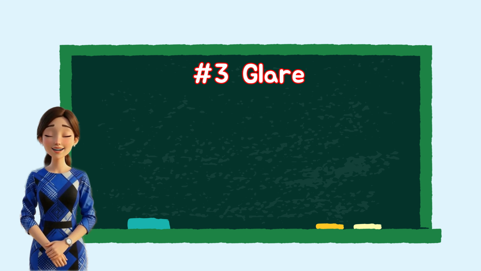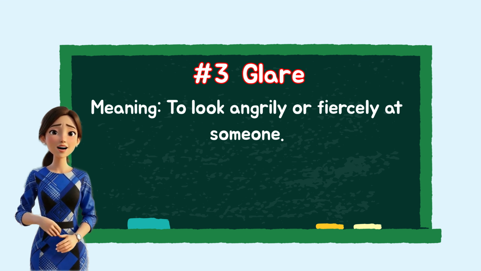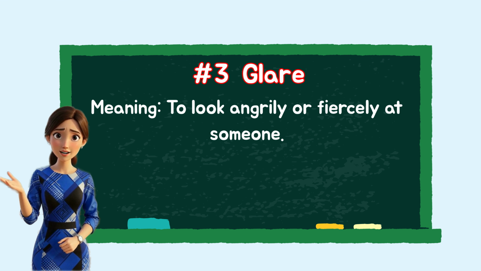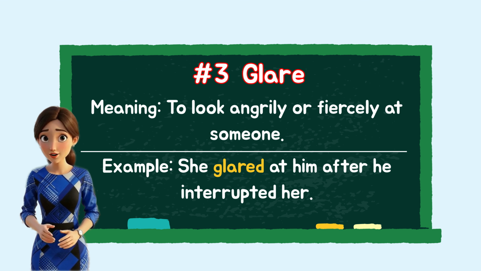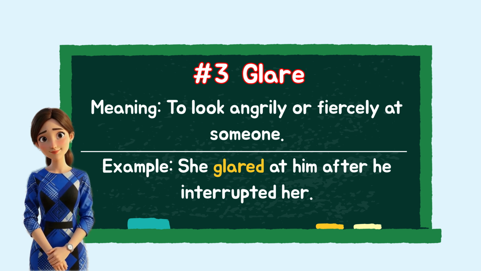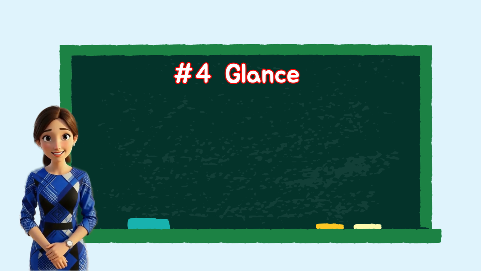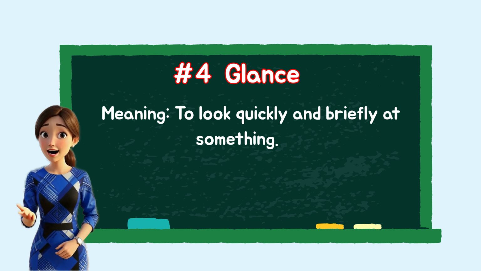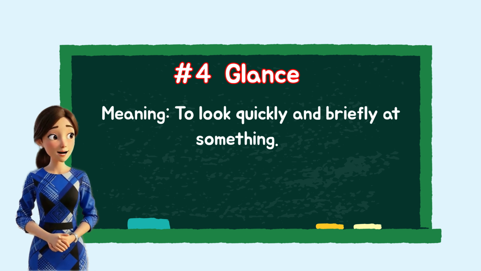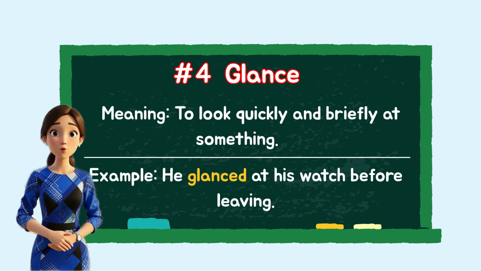Number 3. Glare. It means to look angrily or fiercely at someone. Example, she glared at him after he interrupted her. Number 4. Glance. It means to look quickly and briefly at something. Example, he glanced at his watch before leaving.